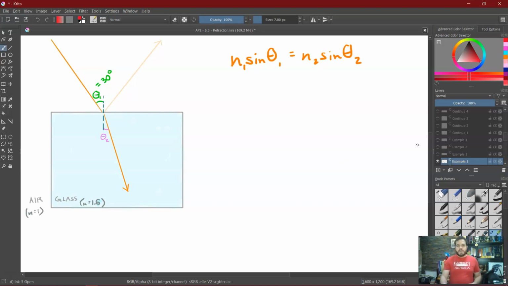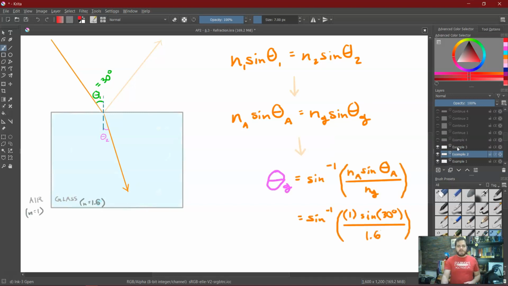Alright, so I've got n1 sine theta 1 is equal to n2 sine theta 2. I'm going to rewrite that so I don't get confused with my 1s and 2s. I'm going to say n of the air sine theta of the air is equal to n of the glass sine theta of the glass, so I keep them separated away from each other. And we're solving for theta of the glass. To find that, I'm going to divide both sides by n sub g, and then take the arc sine, or the inverse sine function, sine to the minus 1. So I have sine to the minus 1 of 1 times the sine of 30 degrees over 1.6. Plug that into the calculator, and you get an angle of about 18.2 degrees. So this theta 2 going through the glass with respect to the normal would be 18.2 degrees.